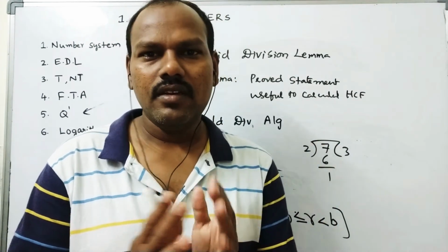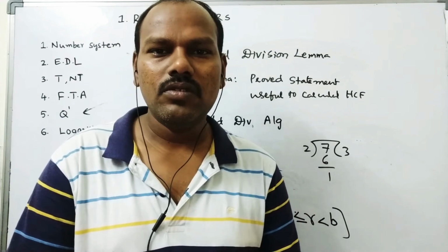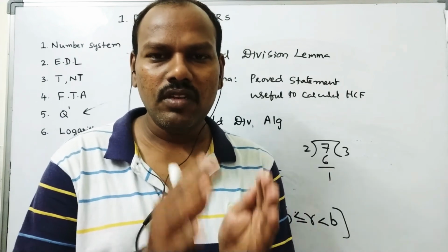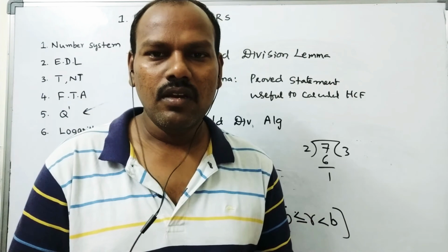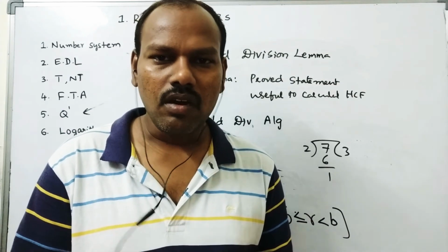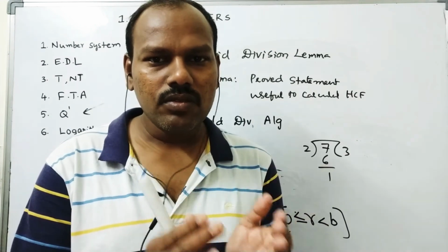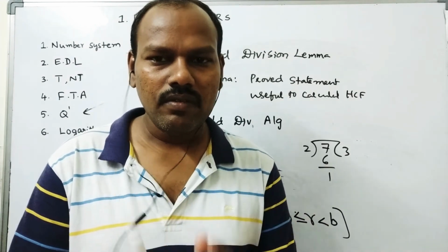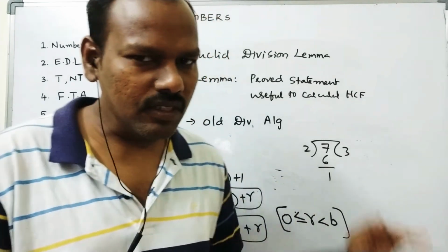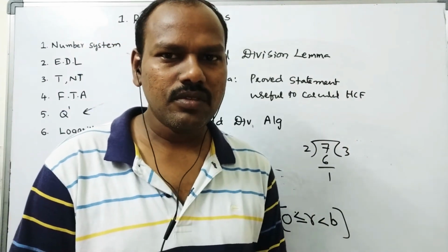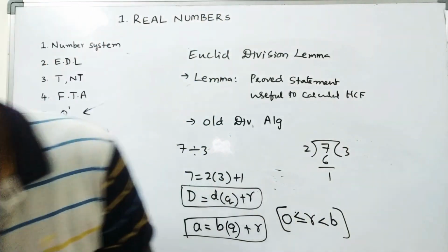For example, prove that the square of any positive integer is of the form 3p, 3p plus 1, or show that every positive odd integer is in the form of 6q plus 1, 6q plus 3, 6q plus 5. Such number patterns we can study using the Euclid division lemma.